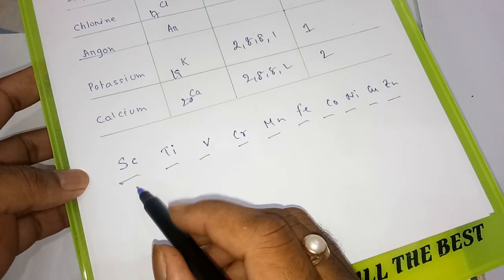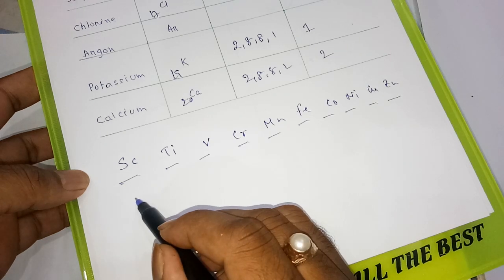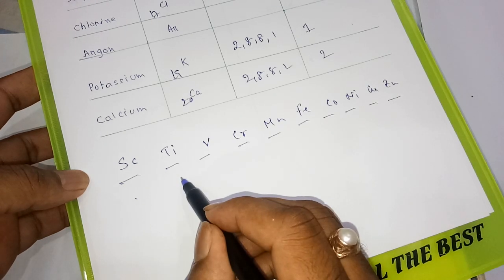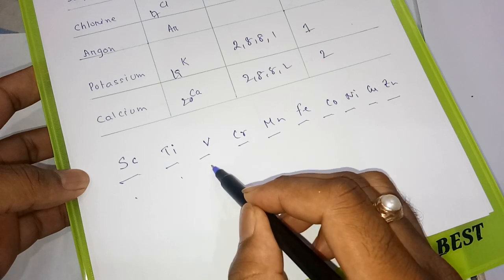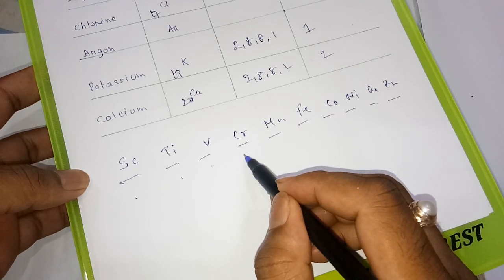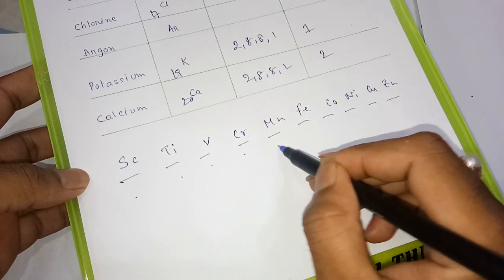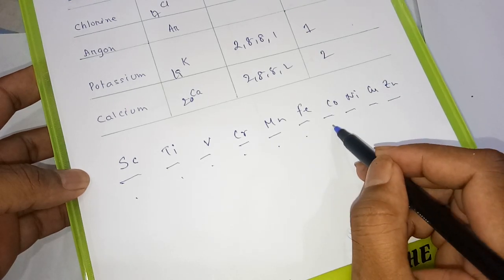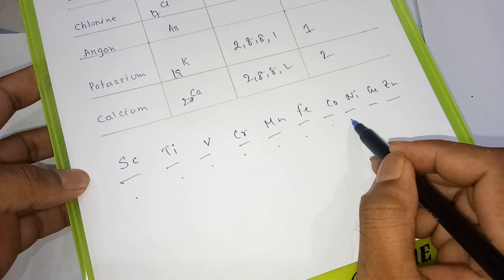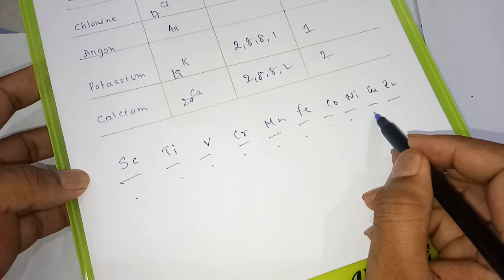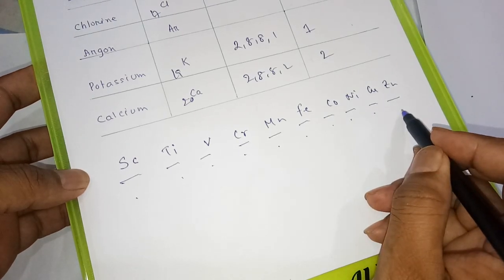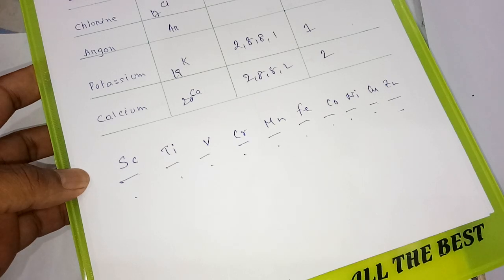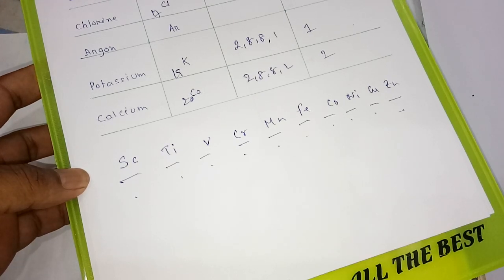So remember this one: Science Teacher Very Crazy Mange Fees Course Nahi Complete Zara Bhi. So by that line you can remember, science teacher very crazy, maange fees, course nahi complete zara bhi.